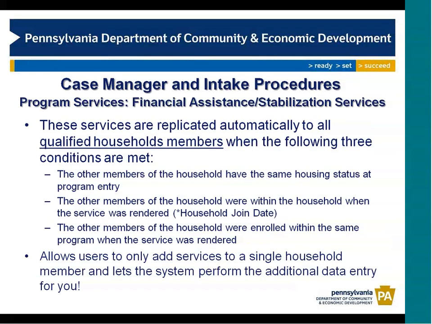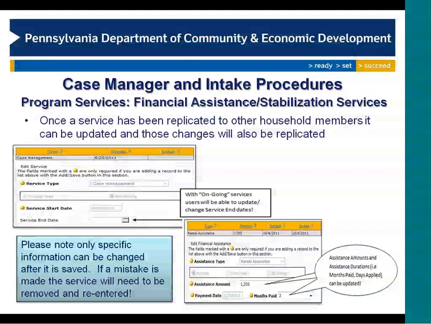Now, with these financial assistance and stabilization services, we do allow for the ability to be replicated automatically to all qualified household members when the following 3 conditions are met. Our HPRP participants that dealt with the HPRP program should be very familiar with this. Basically, the same 3 rules. The person has to be in the same program, has to have the same housing status, and has to be in the household during the time of the service. Anytime those are met, the system will replicate that service out to everybody in that household. Makes data collection a little bit easier.